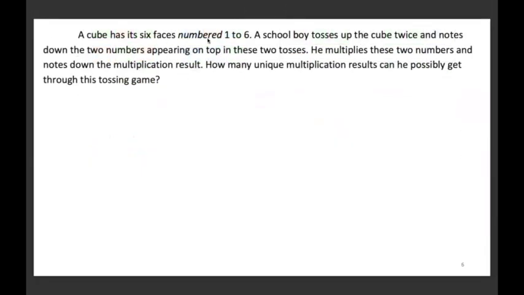A cube has its 6 faces numbered 1 to 6. A schoolboy tosses up the cube twice and notes down the two numbers appearing on top in these two tosses. He multiplies these two numbers and notes down the multiplication result. What we have to find is how many unique multiplication results he can possibly get through this kind of tossing game. We have a dice, which is numbered 1 to 6. This person tosses the dice twice. He notes the two numbers and he multiplies. We have to identify how many unique multiplication results we can generate by this game. Okay.